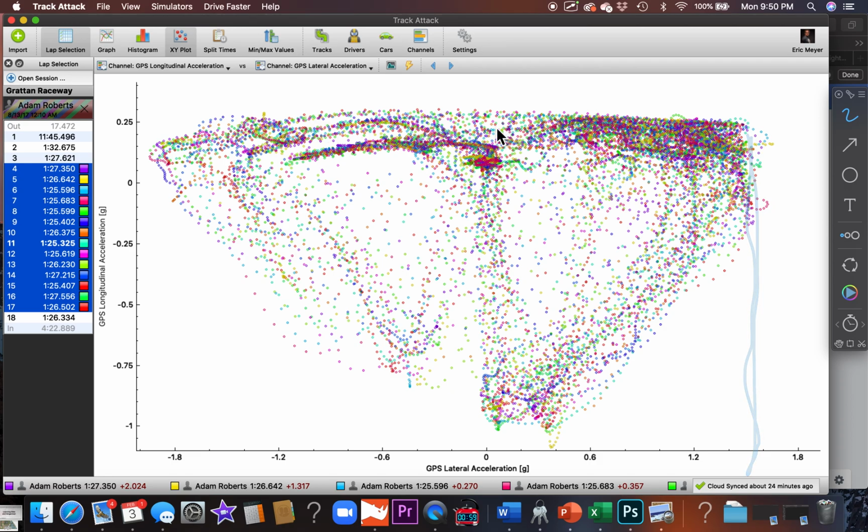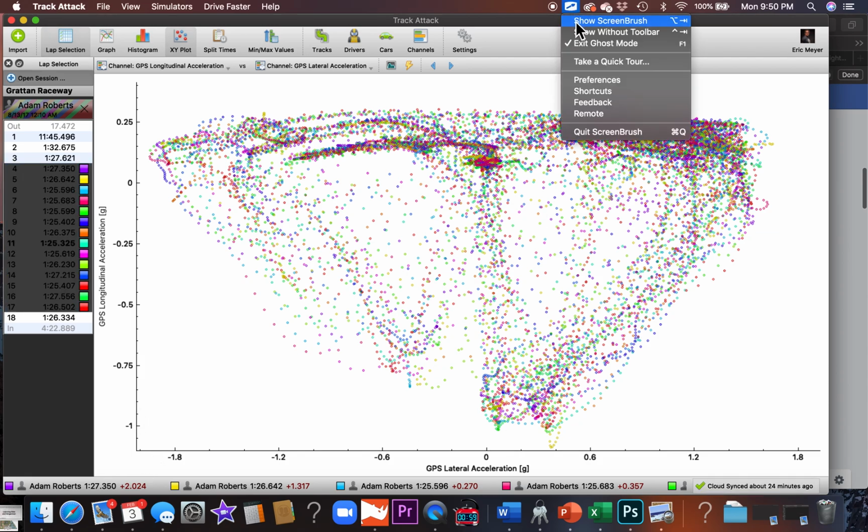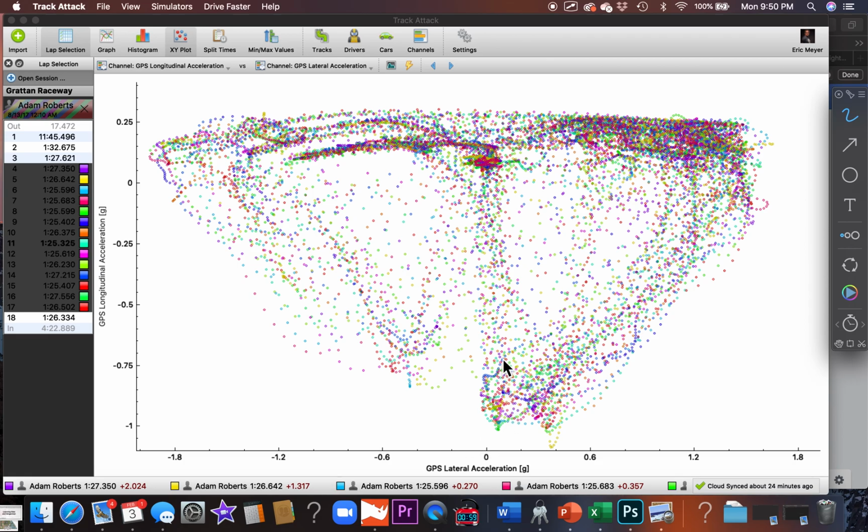We know that this car accelerates at about 0.25, and we know that it brakes about 1.2. This is braking at 1.2 G's.